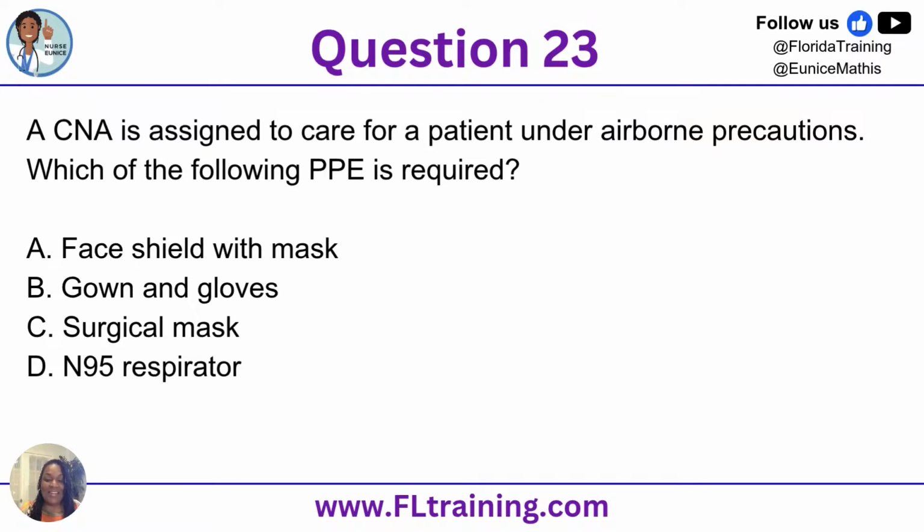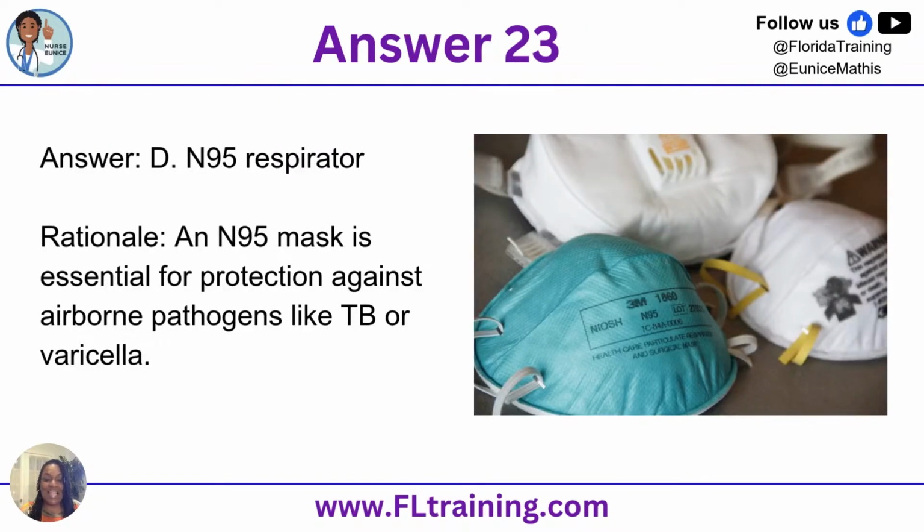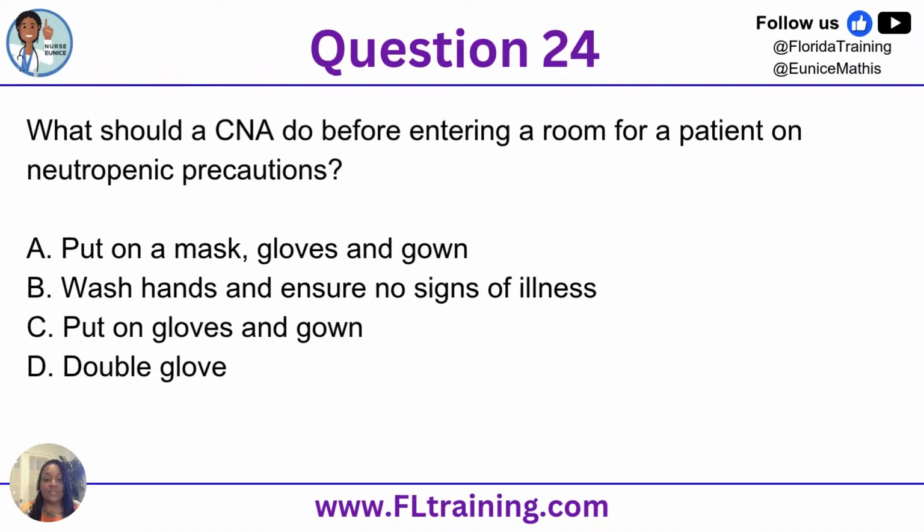Oh, we're torn. I'll give you about 5 seconds on this one. You have it. The correct response is D, an N95 respirator. That mask is essential for protection against airborne pathogens like TB, or tuberculosis, or varicella. And so what's going to happen is your facility will fit test you so that you'll know what size N95 respirator mask you need whenever you're taking care of a patient on airborne precautions.